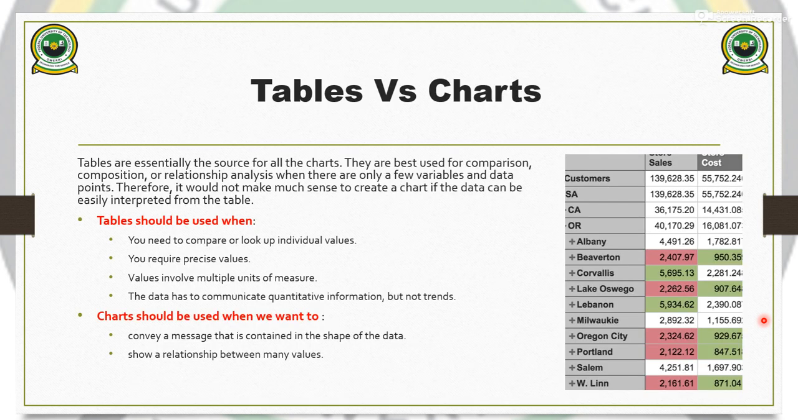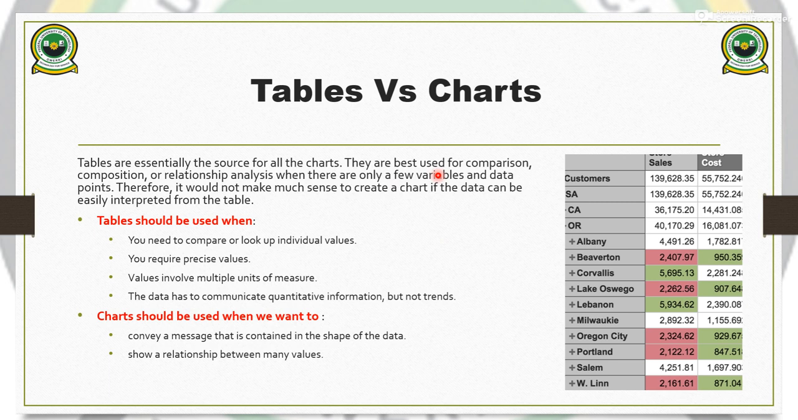We look at tables versus charts. Now tables are essentially the source of all the charts. They are best used for comparison, composition, and relationship analysis when there are only a few variables. You need to note that when you have few variables, you may not need to start plotting a chart, since you can easily look at the table at a glance and discover what it contains, and you can interpret the data right away. So it would not make much sense to create a chart if the data can be easily interpreted from the table.